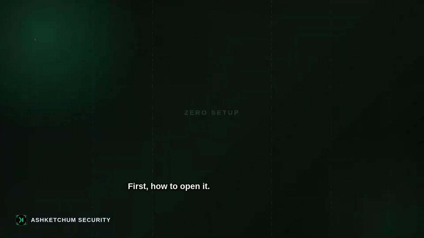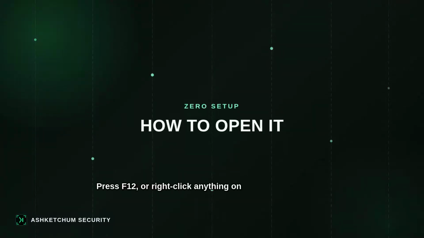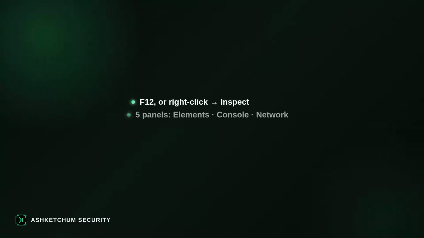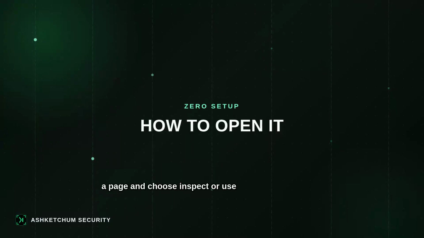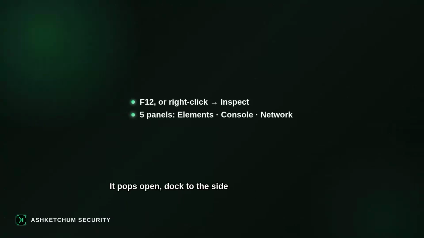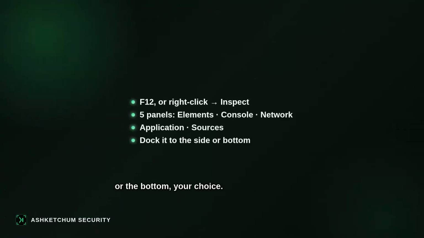Open it up. First, how to open it. Press F12 or right-click anything on a page and choose Inspect, or use Ctrl-Shift-I on Windows and Command-Option-I on a Mac. It pops open, dock to the side or the bottom, your choice. Across the top, you'll see tabs, elements, console, network, sources, application, and more. Those 5 are your toolkit. We'll take them one at a time and I'll show you the exact hacker use for each.